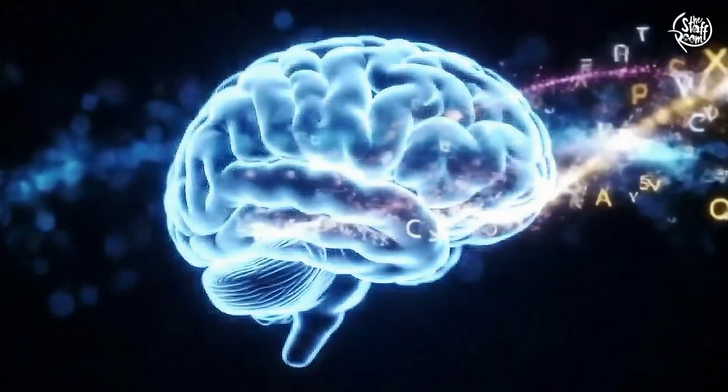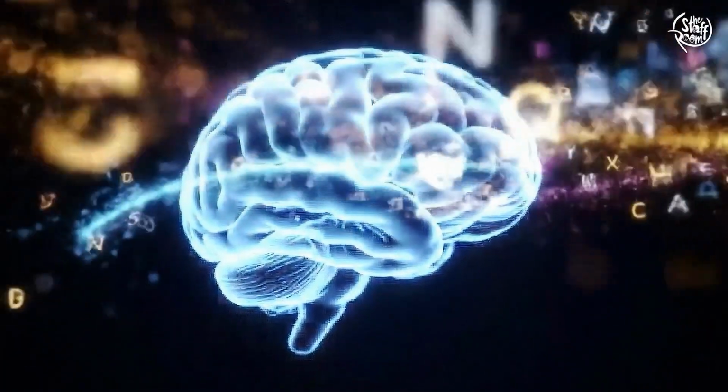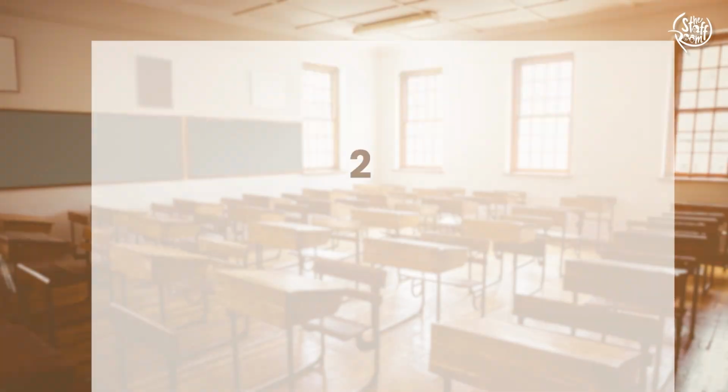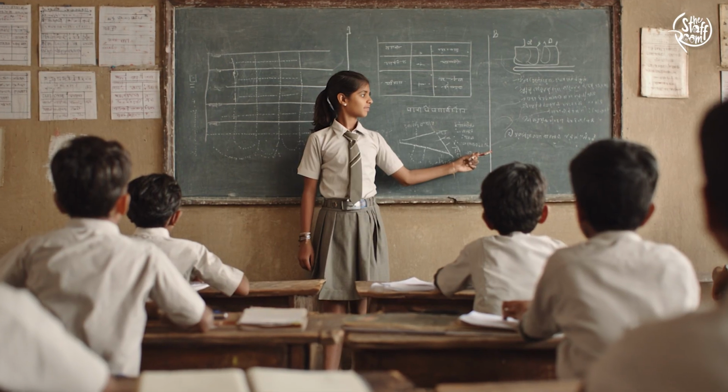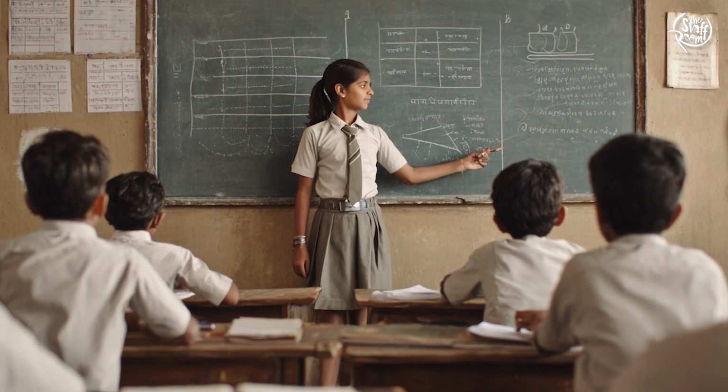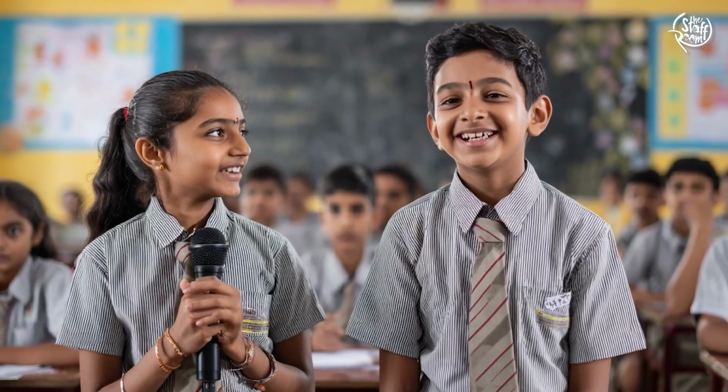Spaced retention means revisiting a topic the next day, after 1 week, and after 2 weeks. Each review or each revisit tells the brain that this information is important, store it permanently. Active recall goes a step further. Instead of rereading notes and revising the topic, you can ask students to explain the concept in their own words or quiz each other. This struggle strengthens memory.